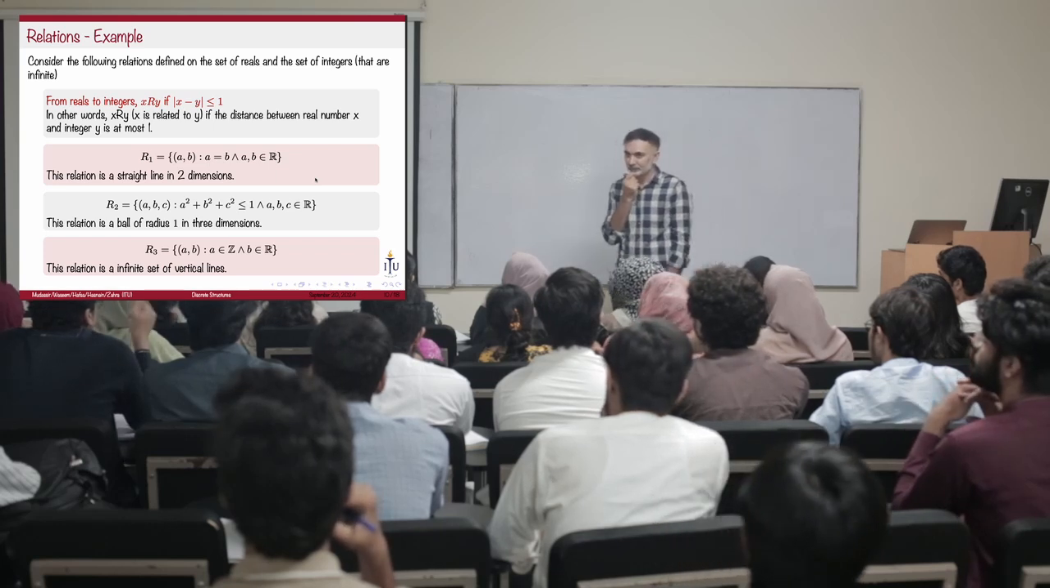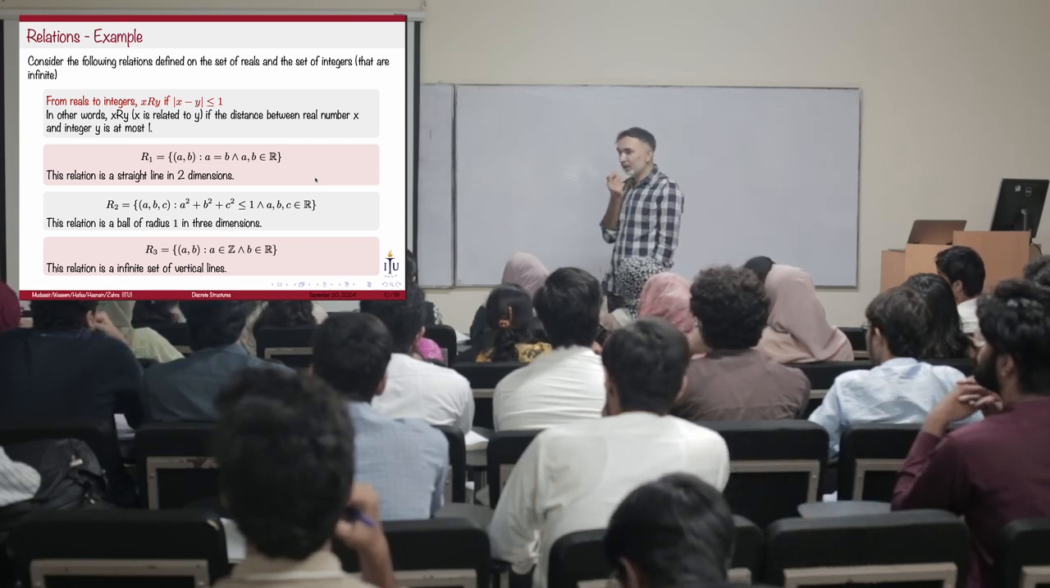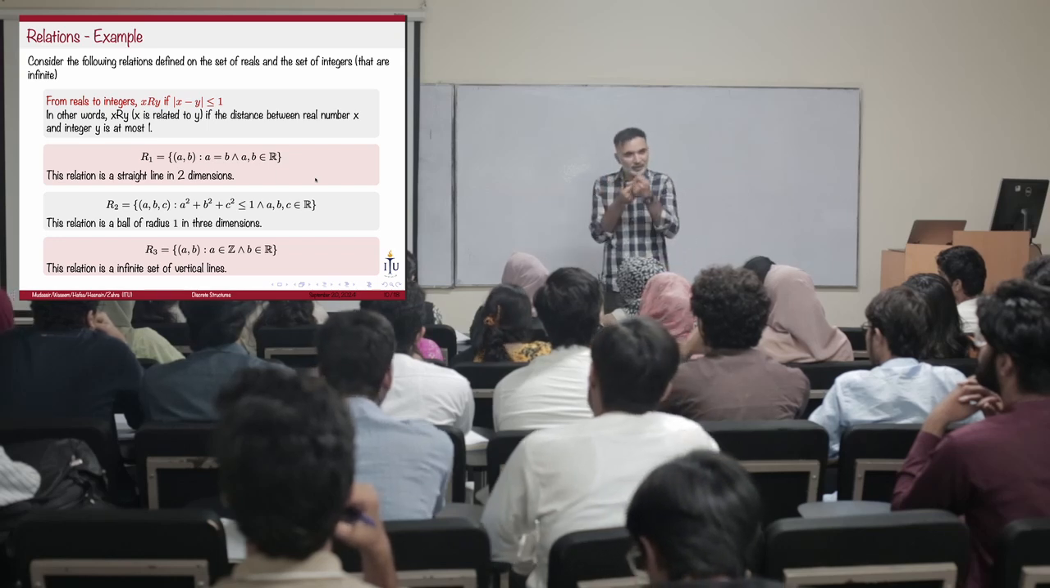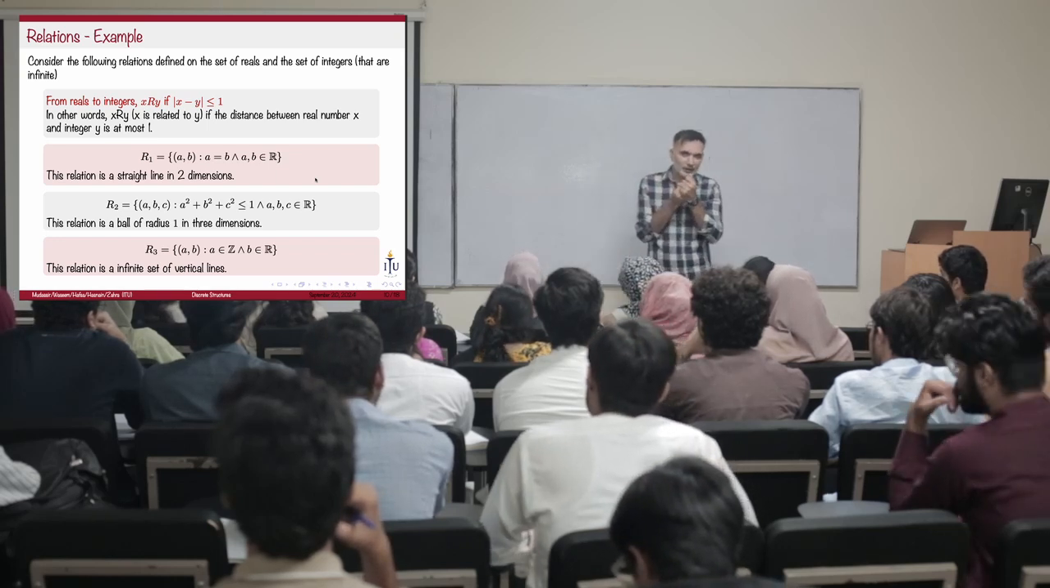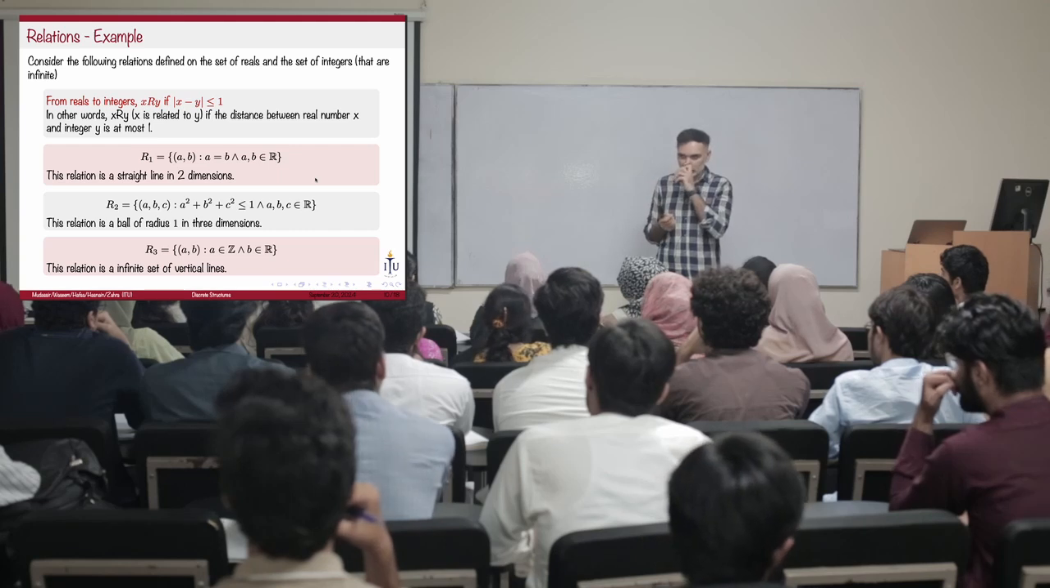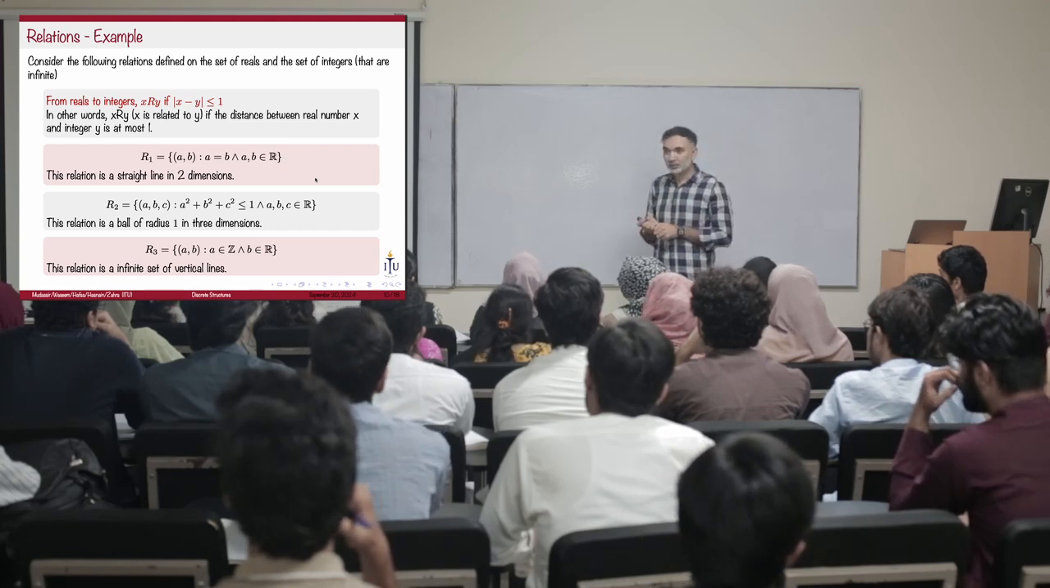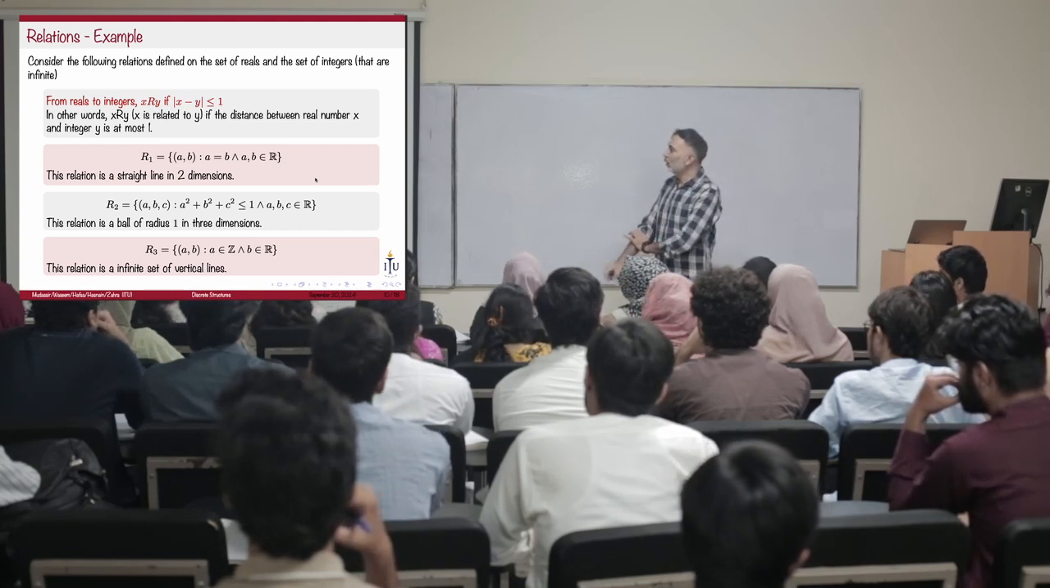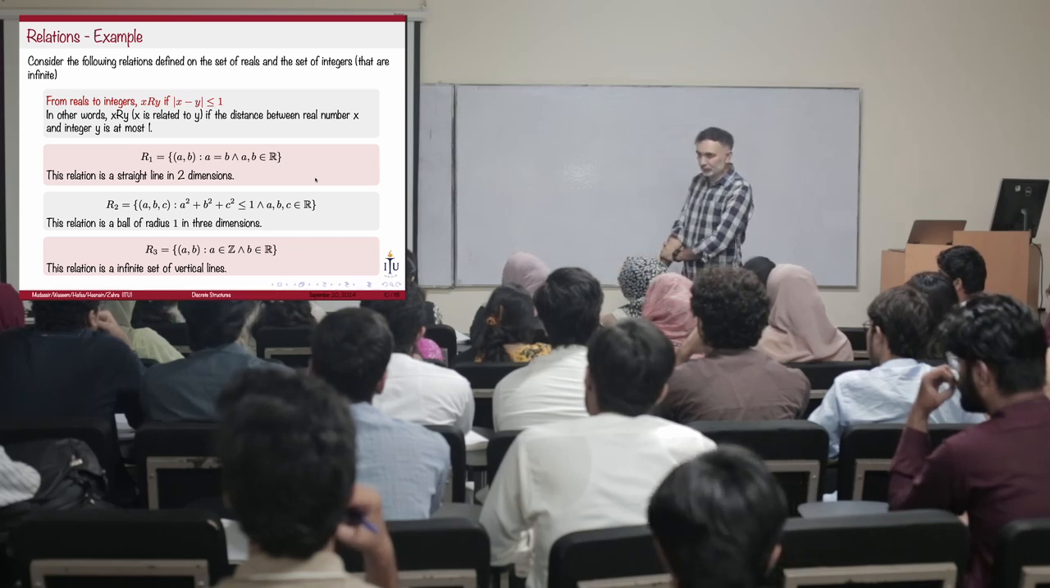0 and 1. Yeah, 0 and 0. 0 and anything less than or equal to 1 are related. No? Negative numbers will also be there, of course.